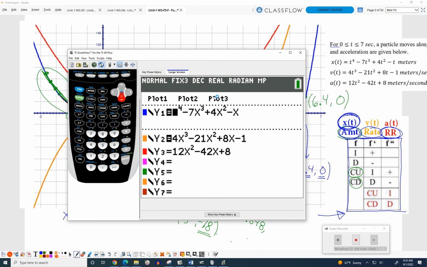Oh, here's something most people don't know either. When it's graphing, if you want to stop the graphing because you're tired of waiting, just press the on key, it will stop.